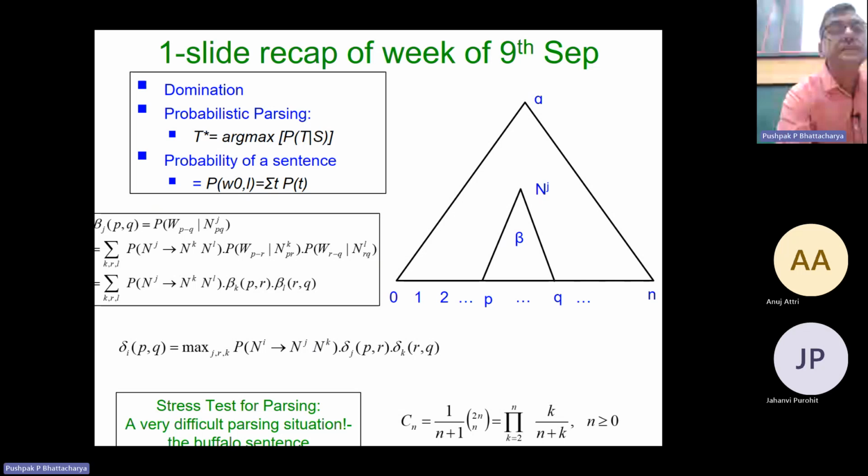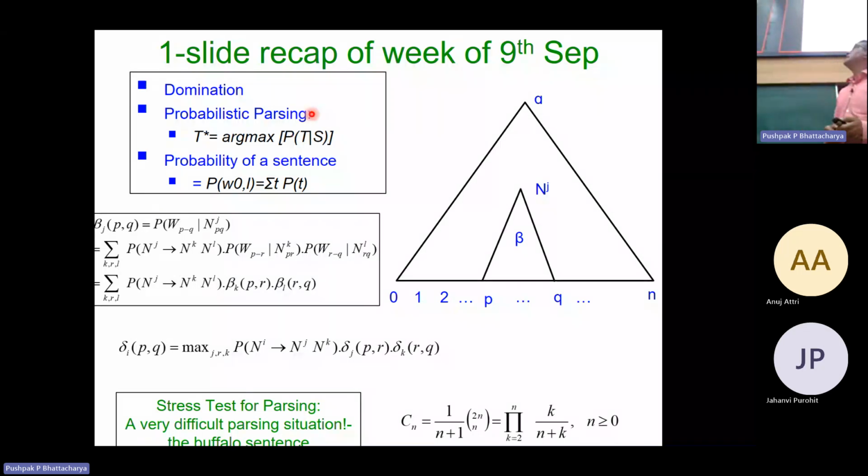So from the notion of domination, we go to probabilistic parsing, where we ask, does the starting symbol S dominate these sentences? Okay, that means will we get a correct parse tree from this sentence applying the grammatical rules, and will the probability of the parse tree be high as far as the rules and the probability values are concerned? So the probabilistic parsing framework is given in the form of a noisy channel formulation equal to argmax of probability of T given S.